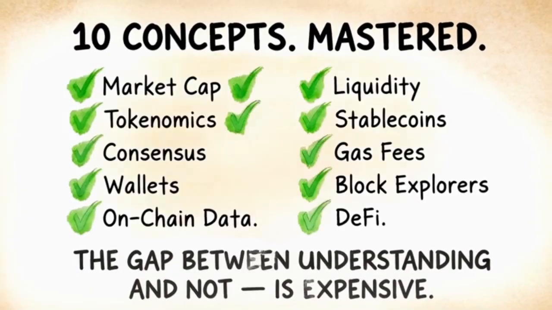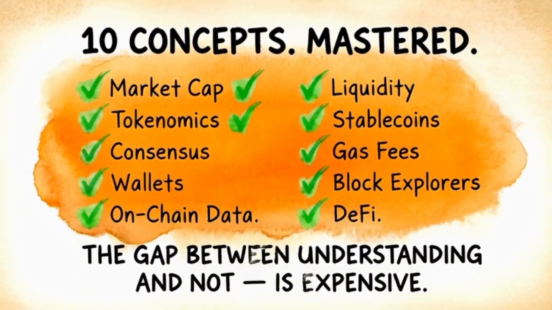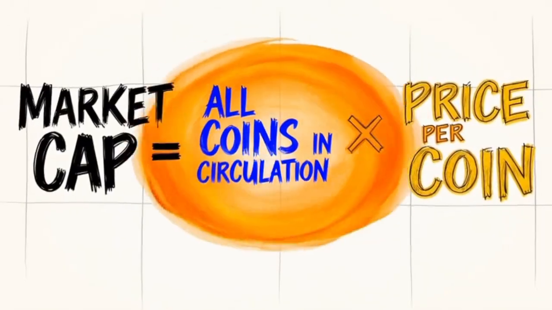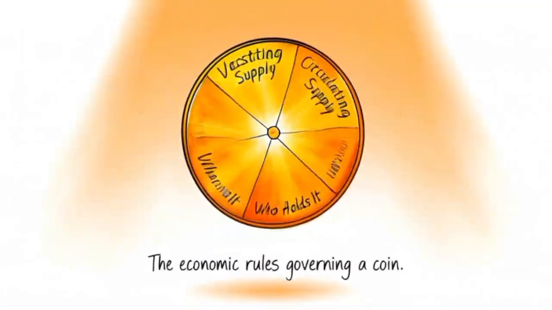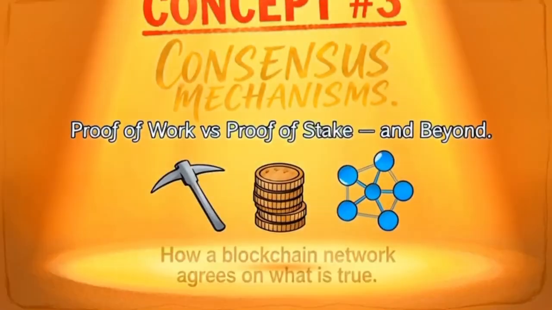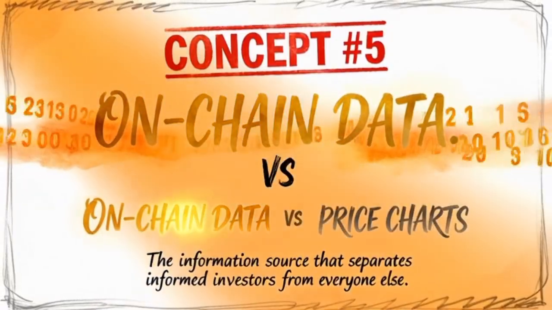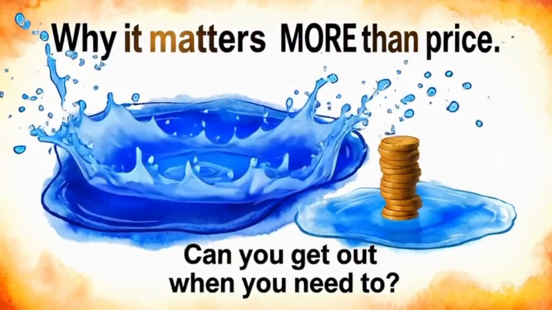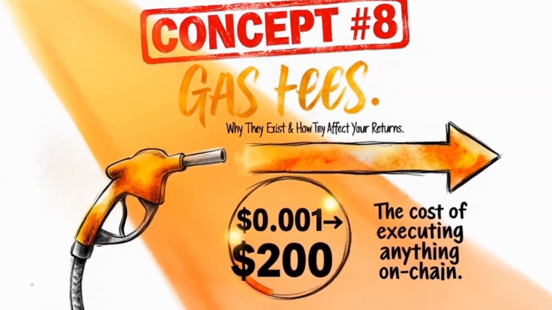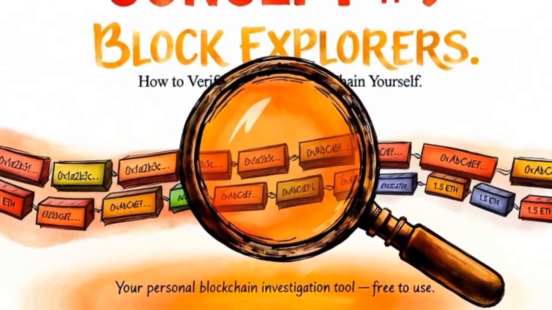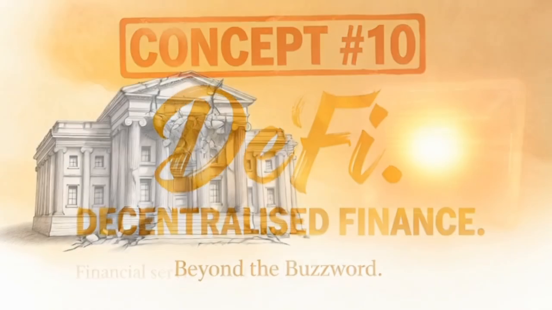So there they are, 10 concepts that every crypto holder needs to understand, clearly, precisely, and in plain language. Market cap versus price per token, tokenomics and vesting schedules, consensus mechanisms and why they matter, wallets and self-custody, on-chain data versus price charts, liquidity and exit risk, stablecoins, their types and their risks, gas fees and their implications, block explorers and the power to verify everything yourself, and DeFi, the financial system being built in code.